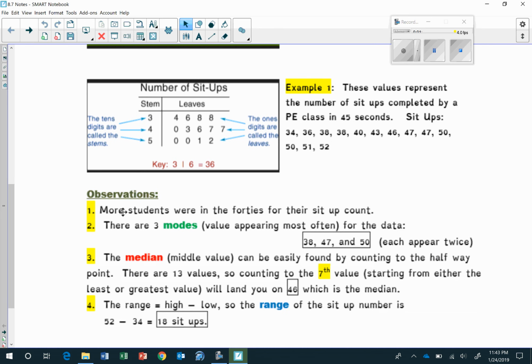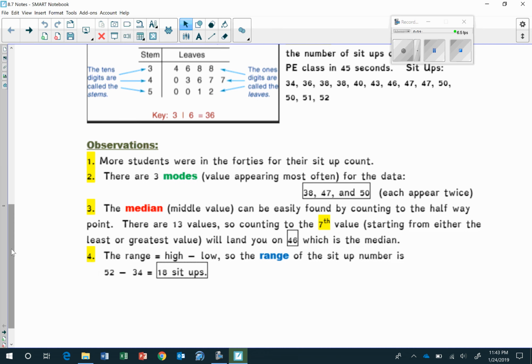So down here we have some observations that you can see. More students were in their 40s for their sit-up count, because if you look, there's more leaves in the 40s than anything else. There are 3 modes. The mode is the one that shows up the most. 38, 47, 50, they all appear twice.